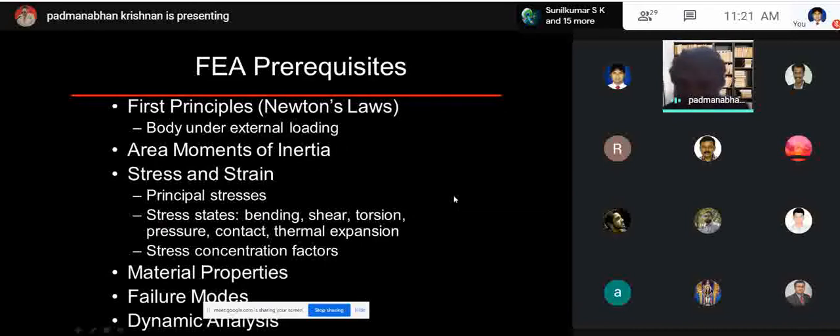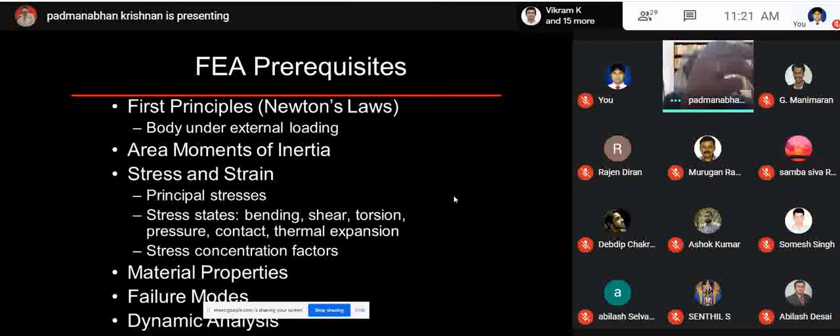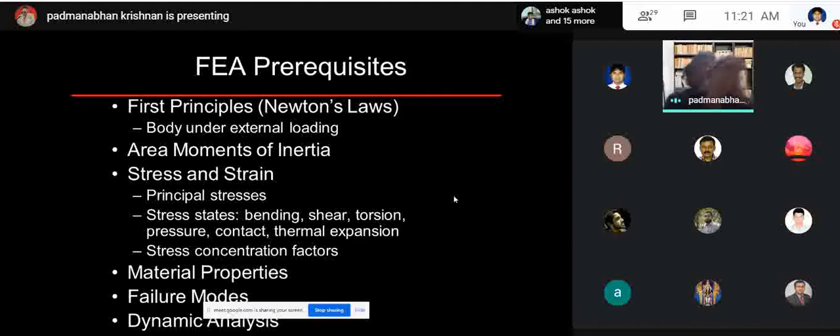Now the FEA prerequisites are rather physics-based laws. So the first principles are Newton's laws, where it's a body under external loading.